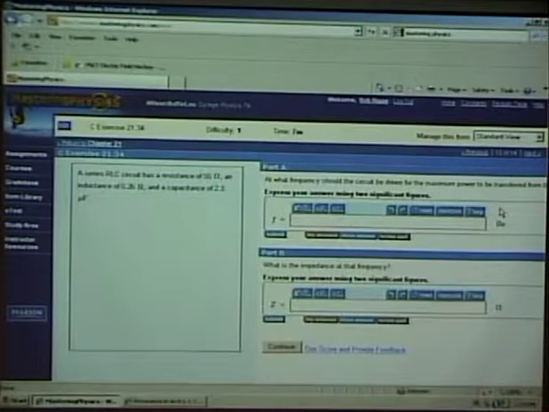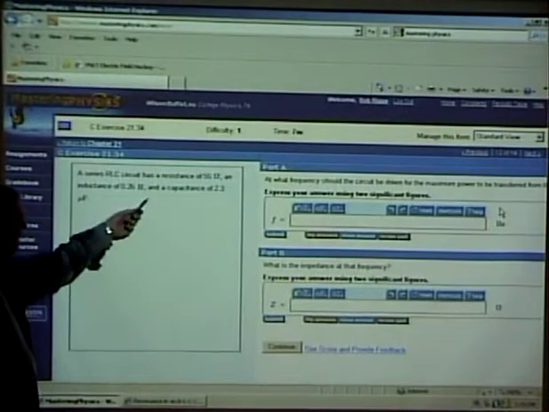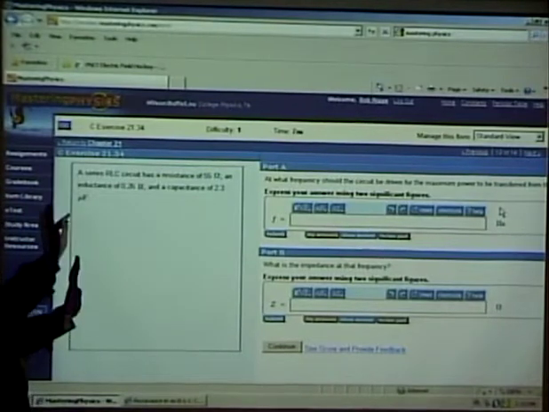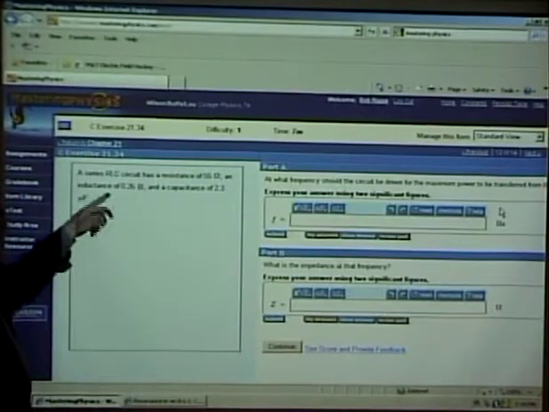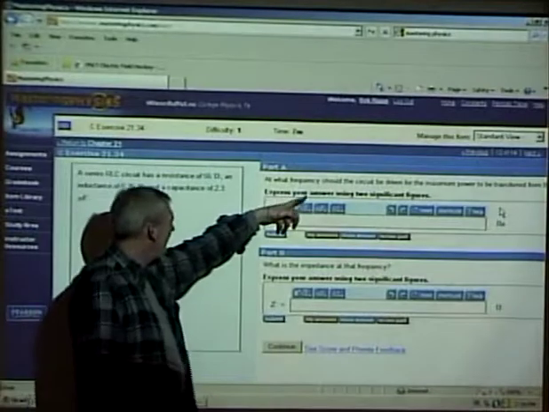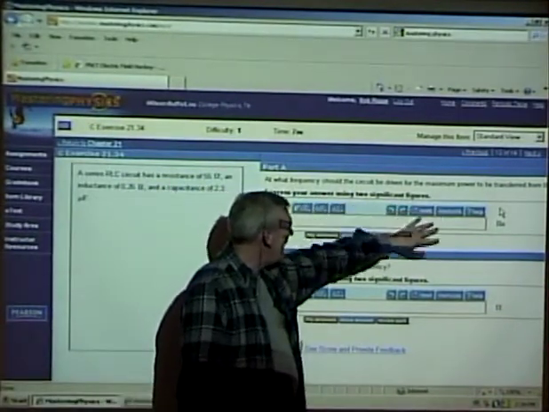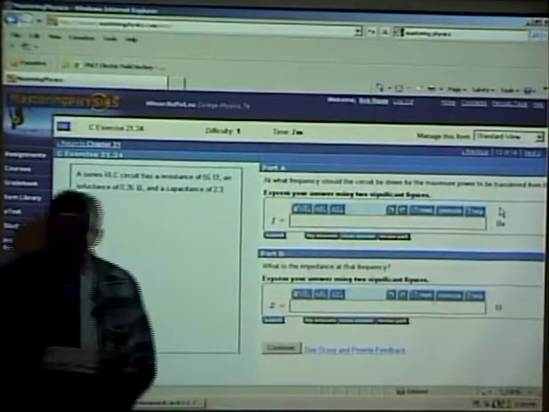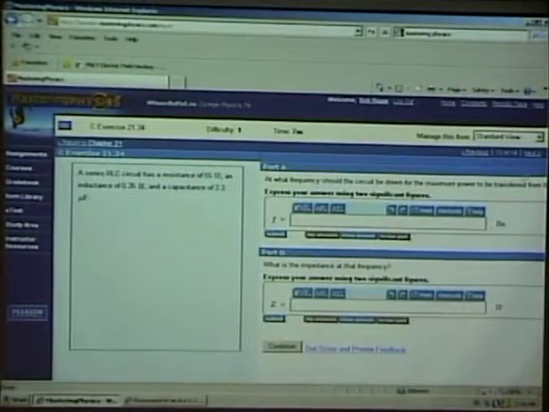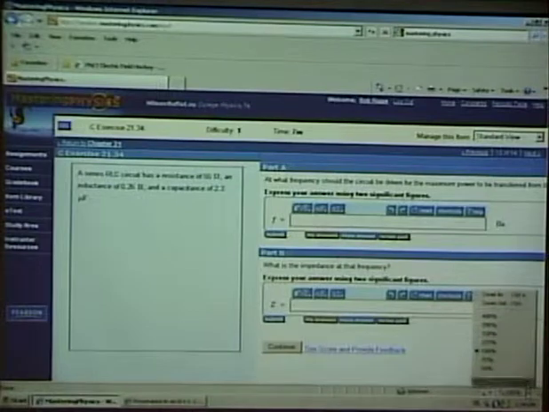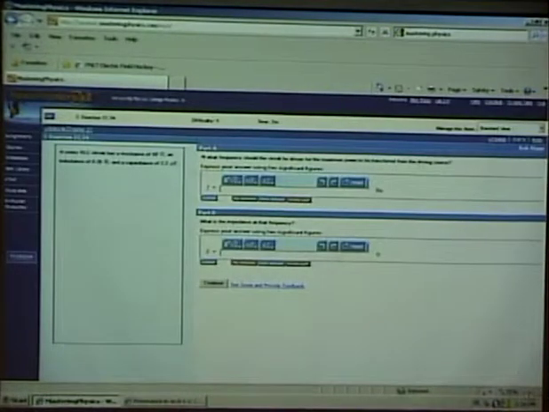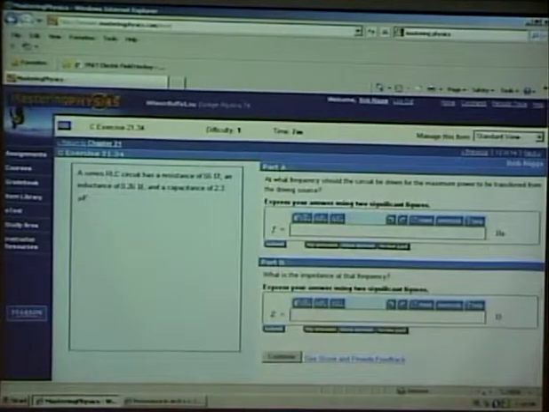And then once you get through these, now it just becomes straight, good old RLC circuit type problems. This says, at what frequency should the circuit be driven for the maximum power to be transferred from the driving source? Let's figure out what it says there. Hold on. 75, 100. There we go. Transferred from the driving source.